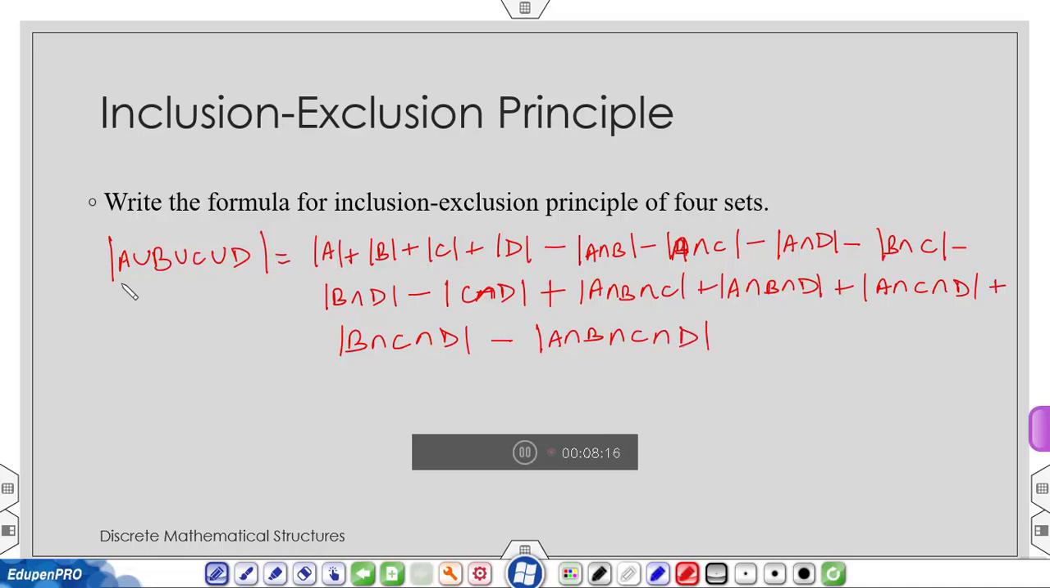Now here we have 4 sets. So you can see the number of terms are 1, 2, 3, 4, 5, 6, 7, 8, 9, 10, 11, 12, 13, 14, 15, which is 2 raised to the power 4 minus 1.